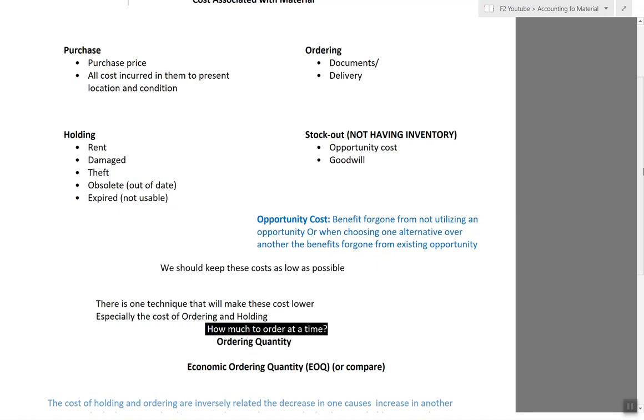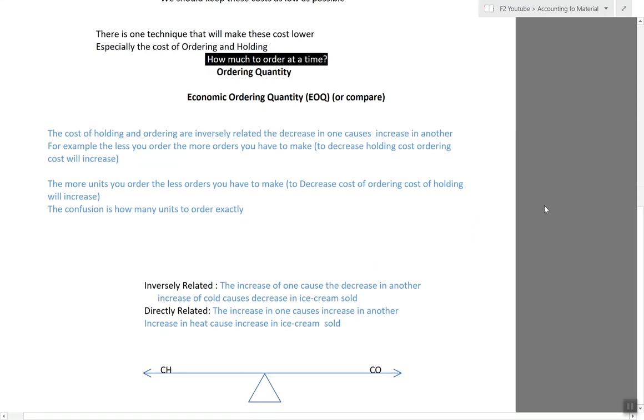Now if you buy lower quantity every time, let's say we buy 1,000 units every time that we buy, then the holding cost will reduce, but the ordering cost will increase because we have to buy 12 times. So there is this problem.